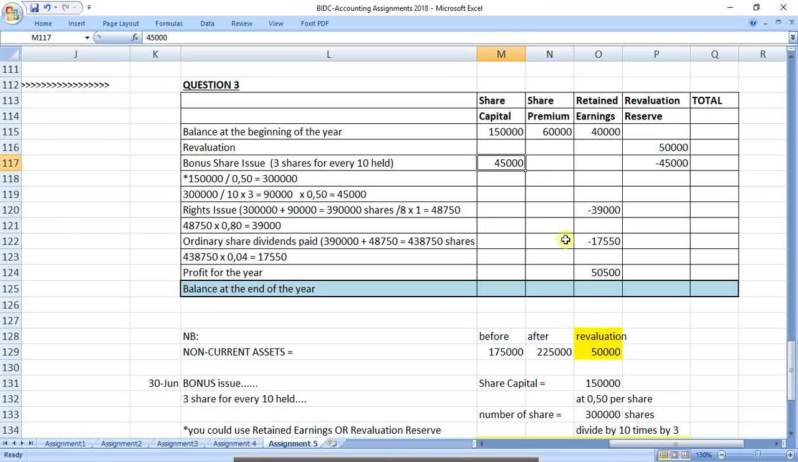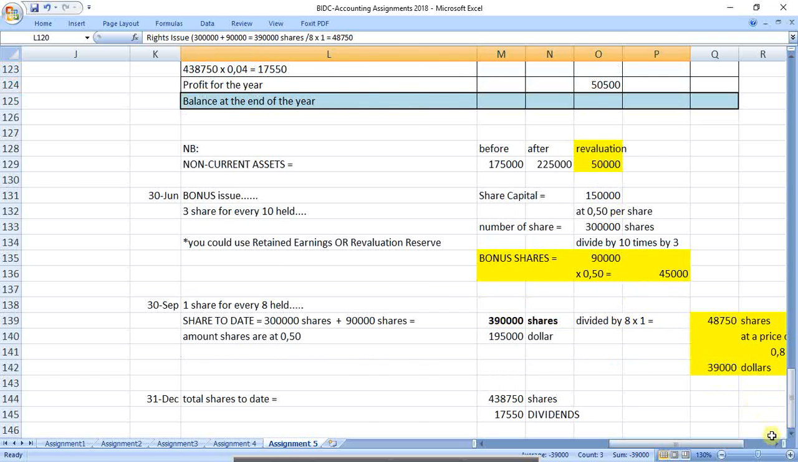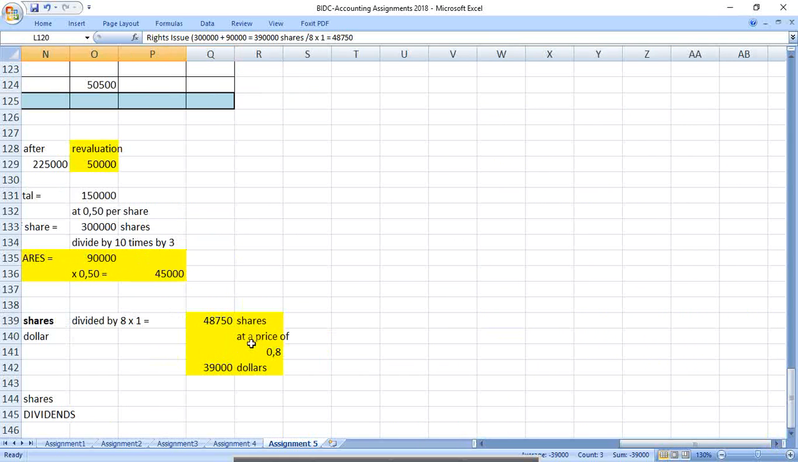Okay, and then I need to do the same thing with this, the rights issue, see that there? But be careful with the rights issue. I'm just going to go down to my working and show this. Do you agree? This was at a price of what? 0.80. 80 cents, exactly. So that means this 39,000 is going to be split between 50 cents, which was the par value, and 30 cents, which was the premium value.